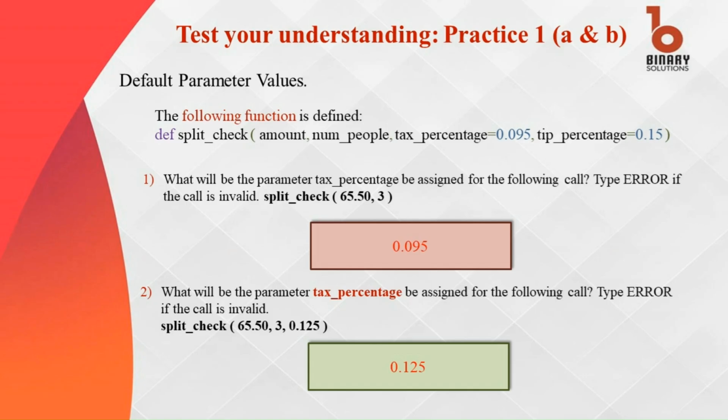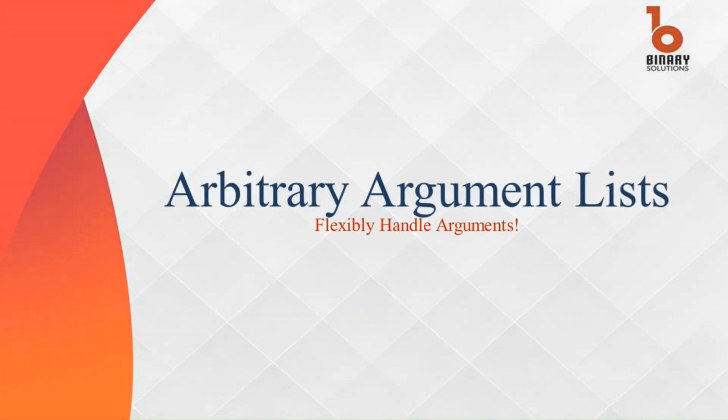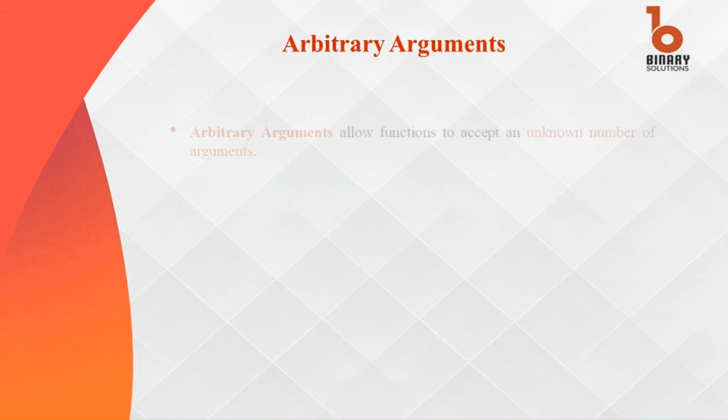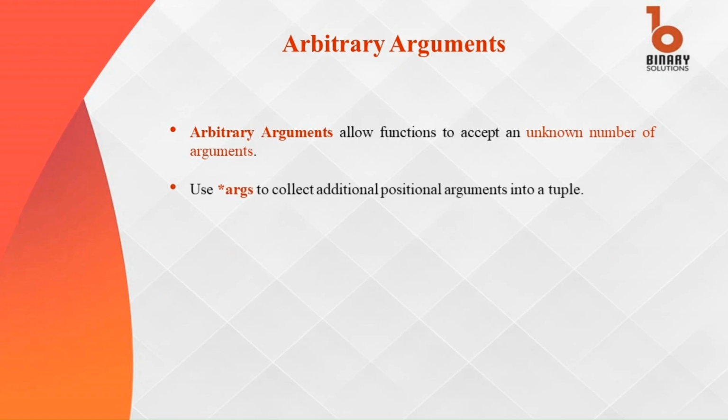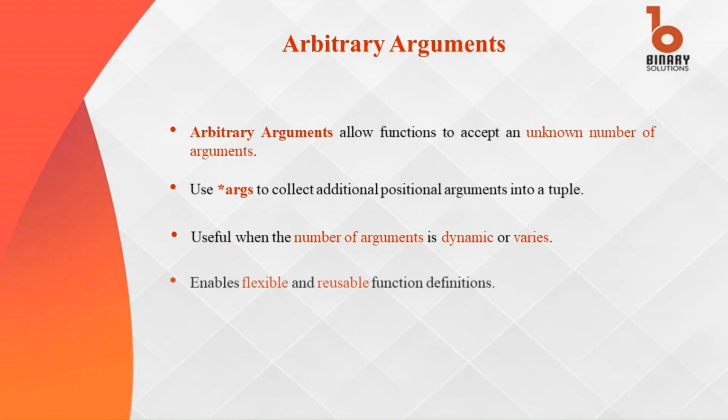Let's explore the concept of arbitrary argument lists. These allow functions to handle an unpredictable number of arguments. By using asterisk args, you can gather extra positional arguments into a tuple. This is particularly useful when the number of inputs varies, making your function more flexible and adaptable for different use cases.